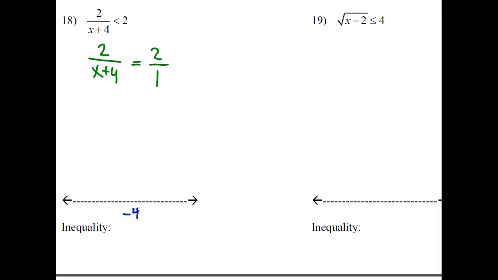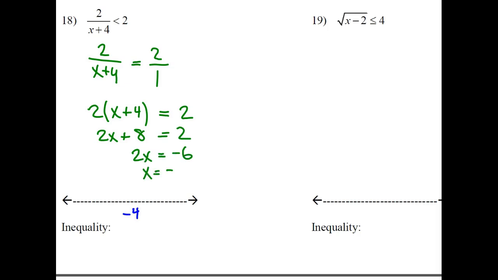That's going to be true when I cross multiply. Use your cross product, set this up. 2 times x plus 4 equals 2. That's going to be 2x plus 8 equals 2, and 2x is equal to negative 6 when x is negative 3. So the other one is negative 3. So that's where your boundaries are going to be.